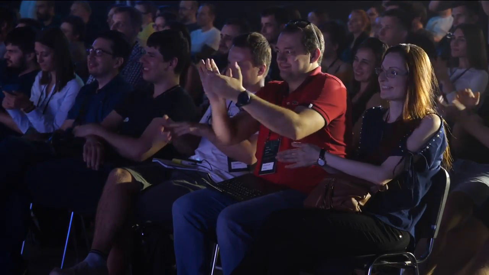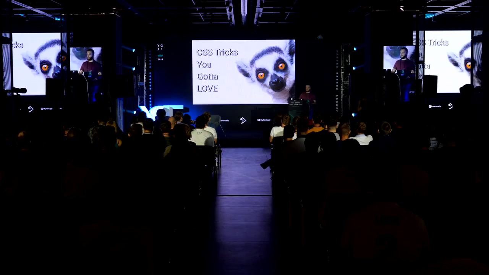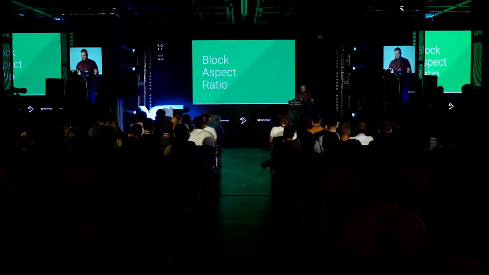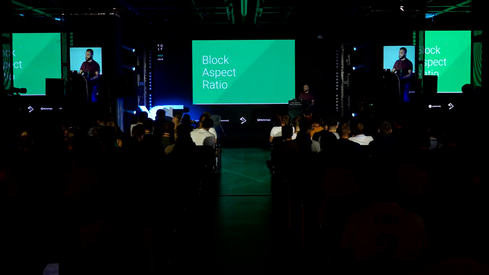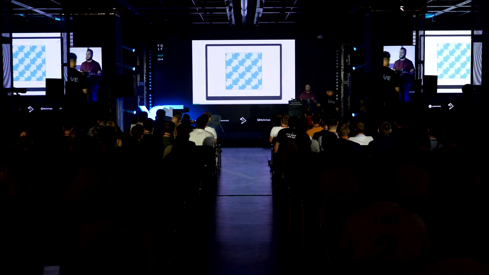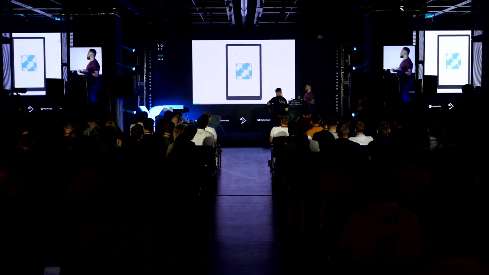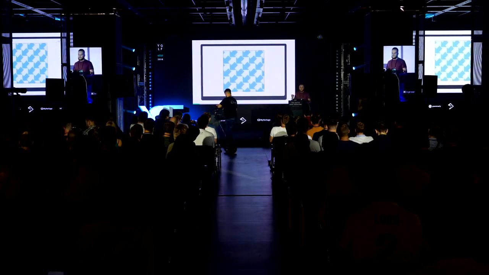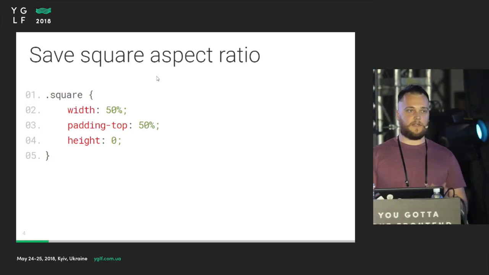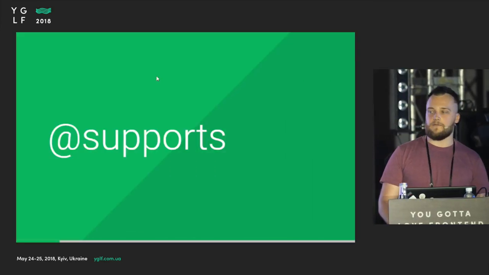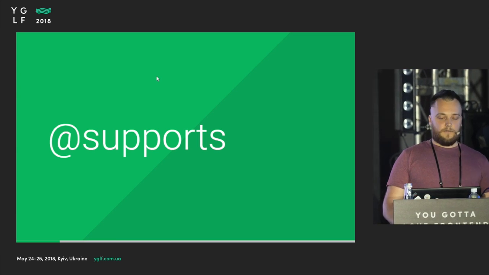some tricks on how to solve unusual problems. And let's start with block aspect ratio. Sometimes we need to create a block with square or rectangular shapes, which keeps its aspect ratio on any screen size. It can be a menu item, avatar, or image slider. It can easily be done in this way. If the height of the block is not defined, then padding is calculated from the apparent width.